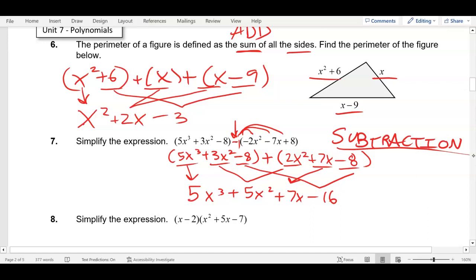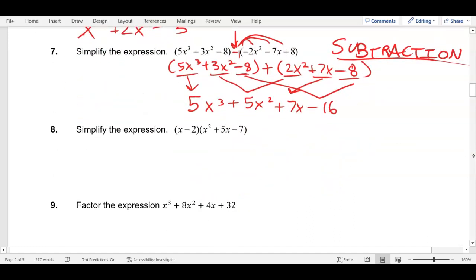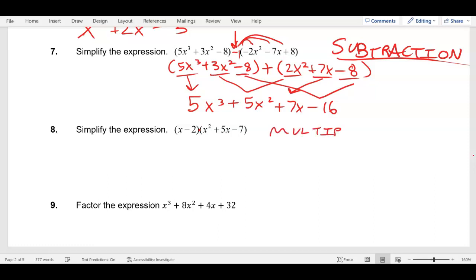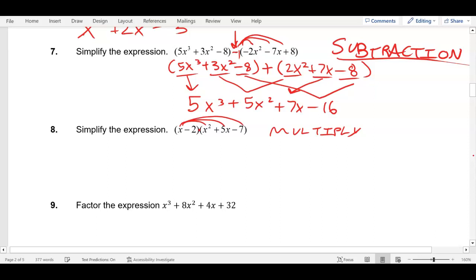All right. Number 8. Now, simplifying the expression, if there's nothing between it, this is multiplying. And when you multiply something like this, you have to double distribute or even triple distribute. So this times this, and this. X times x squared is x cubed. X times 5x is 5x squared. X times negative 7 is negative 7x.